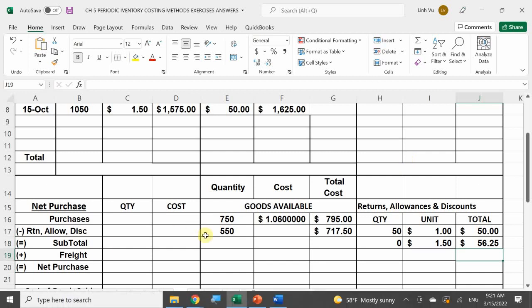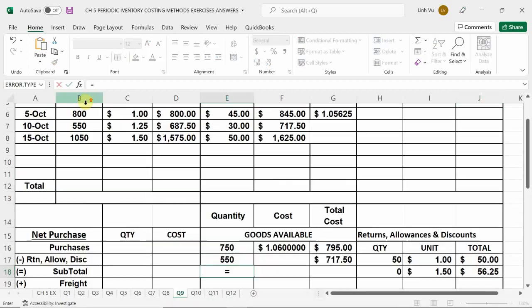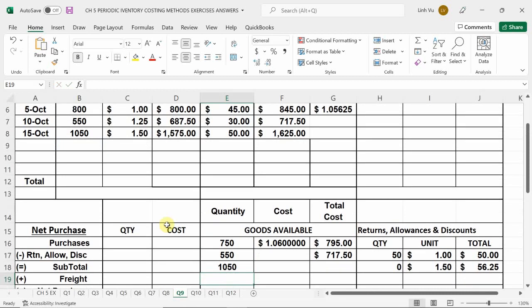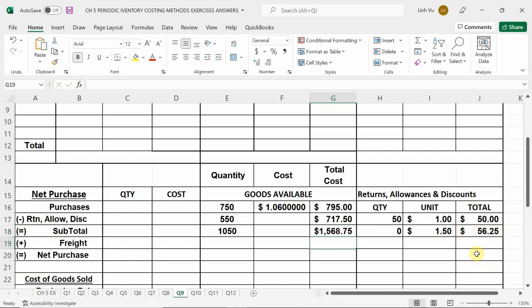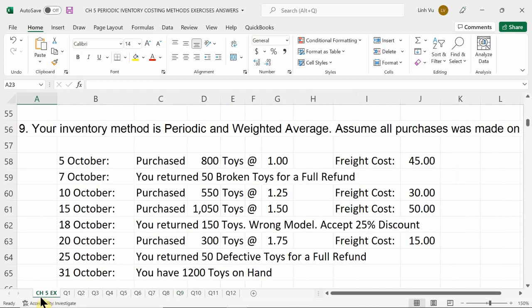Now, again, I'm going to do this for this example here. We have 1,000 units because we didn't return anything. But this time we end up getting a refund, right? We no longer owe $16.25 because we end up getting a $56.25 refund. So now we're at $1,568.75. So we don't need to calculate the average cost because it wouldn't matter at the end of the day, right? We're just going to end up adding everything up and solving it that way. Okay. So let's see what's next.